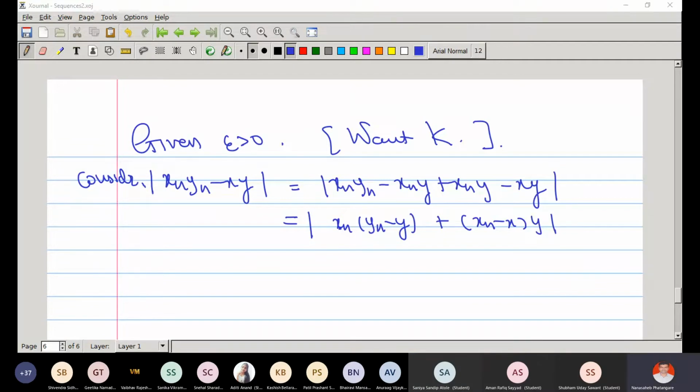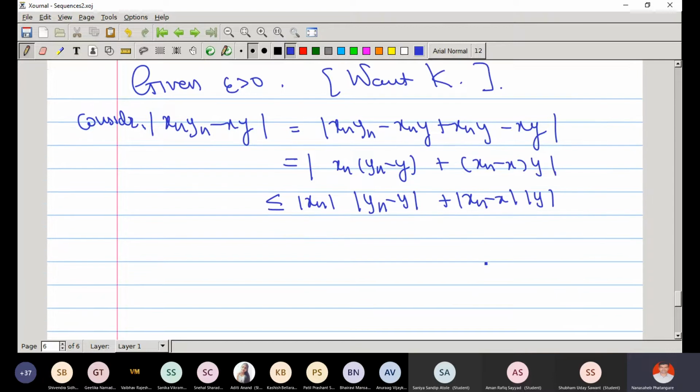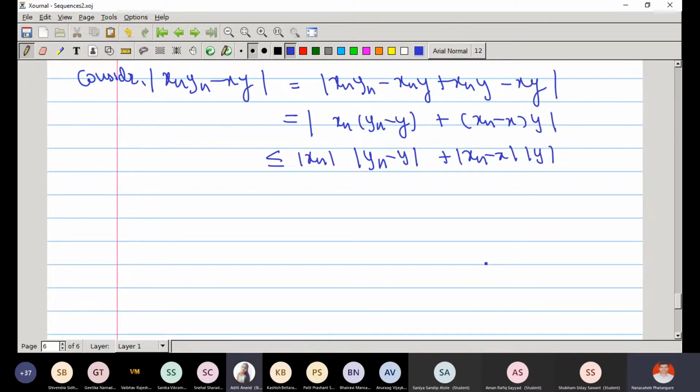Okay, so what next? What I can do further according to the triangle inequality: absolute value of xn into absolute value of yn minus y, plus absolute value of xn minus x into absolute value of y. Is it clear? Is it correct what I have written? Yes, sir. So this is how we can simplify the difference xn yn minus xy. Let us call this expression 1.